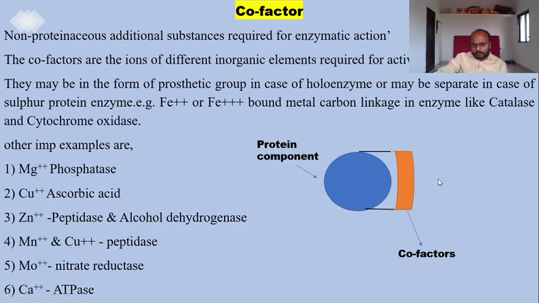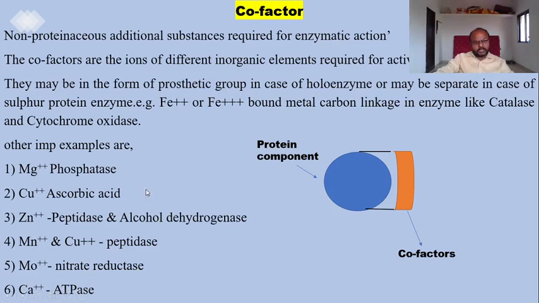They may be in the form of a prosthetic group in the case of a holoenzyme. Suppose there is a holoenzyme, then it acts as a prosthetic group, or it may be separate in the case of simple protein enzymes. For example, Fe++ as well as Fe+++ bound by metal-carbon linkage in enzymes like catalase and cytochrome oxidase. In certain enzymes, there are some cofactors. They are associated with the enzyme, and they are very essential for catalyzing the reaction.